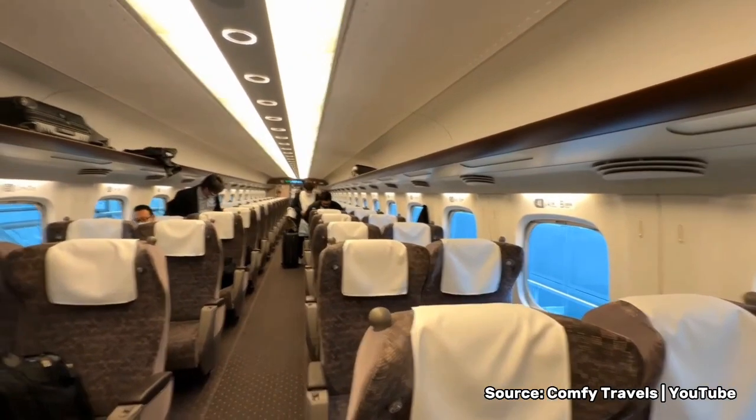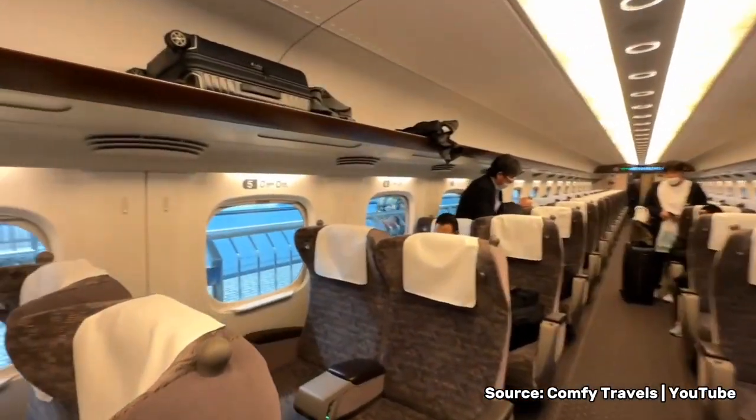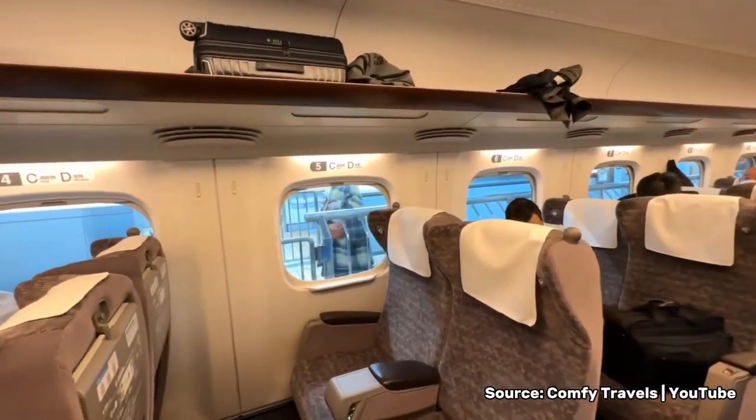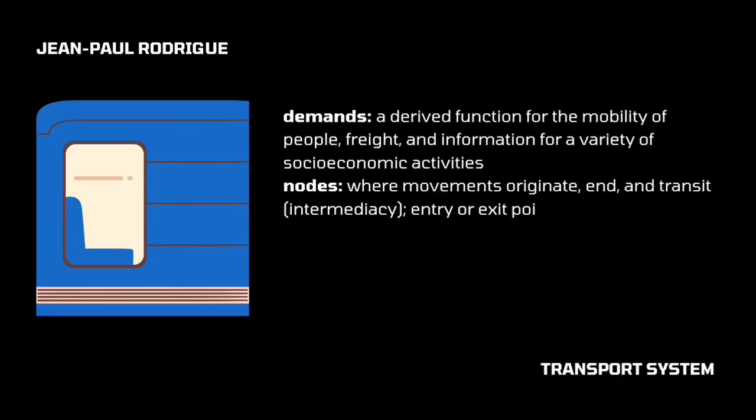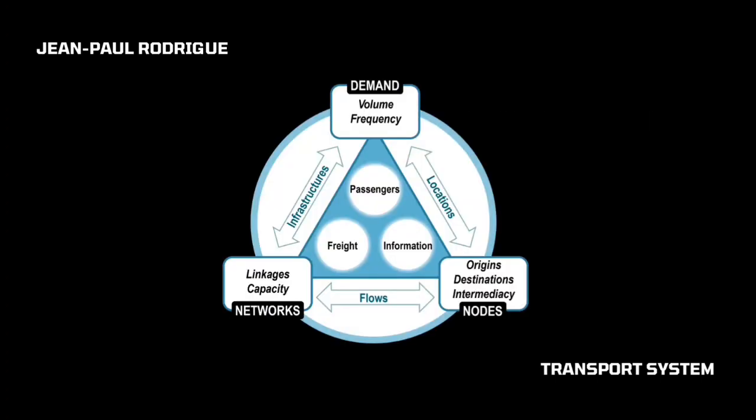Relative to this, John Paul Rodriguez defined transportation system in his book, The Geography of Transport Systems. A transport system can be conceptualized as the set of relationships between nodes, networks, and demand. Here we can see a diagram of Rodriguez's definition of a transport system. These relationships involve locations spatially expressing this demand, flows between them, and infrastructures designed to handle and link these flows.